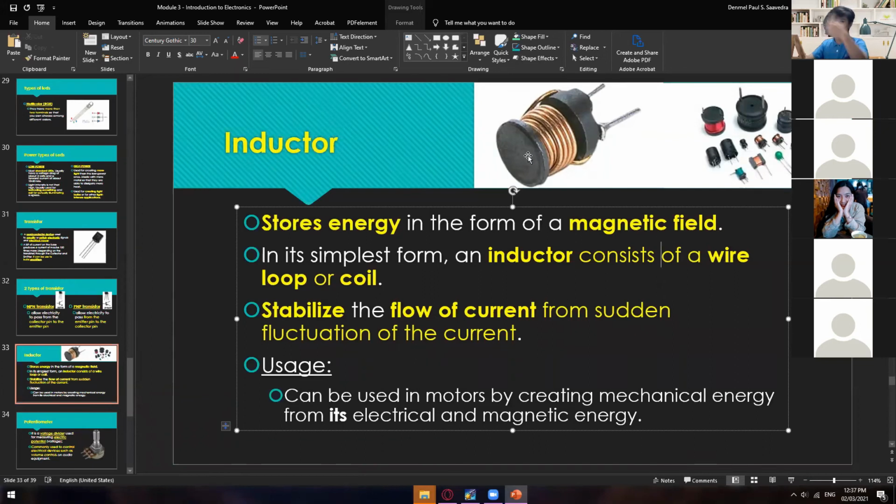It's not actually being stored, but the current keeps on flowing through this wire or electric coil. So it also stabilizes the flow of current against sudden fluctuation, like a capacitor. If you have a capacitor plus an inductor, the better. You will have more control, and your electronics will be safer. Inductors can be used in motors by creating mechanical energy from electrical and magnetic energy. Of course, there's a lot more when it comes to the usage of inductors, but these are just some.